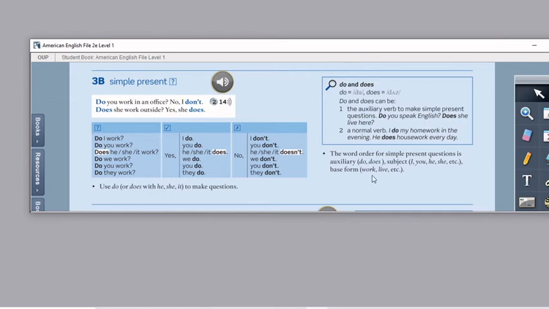Hi. On page 128, we have file 3, letter B, simple present questions. Here we have two examples. Pay attention to the conjugations of the words in blue. Listen and read.